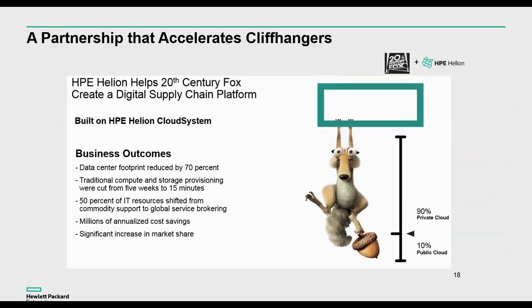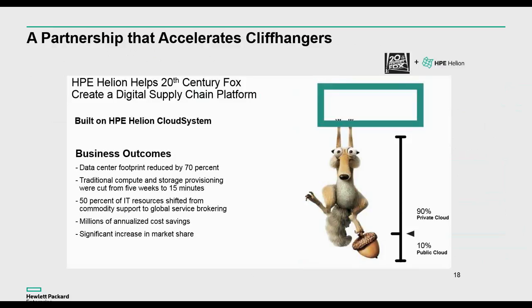We were happy actually to act as a partner for them, and together we created a new digital supply chain that they called the Fox Media Cloud, which is basically a digital supply chain platform as a service solution. This hybrid cloud platform supports the collaboration and distribution of lots of different things, marketing materials, broadcast quality TV episodes, and full-length movies, films actually.